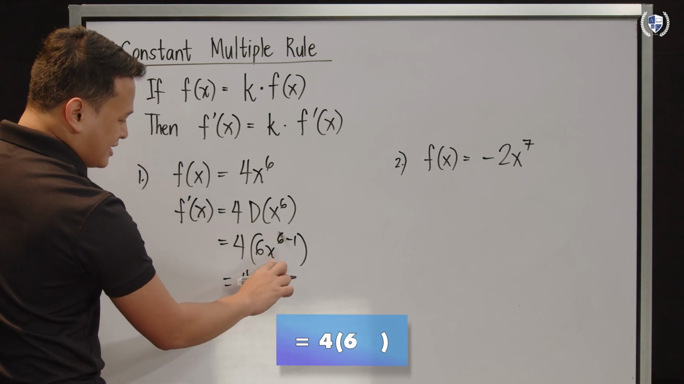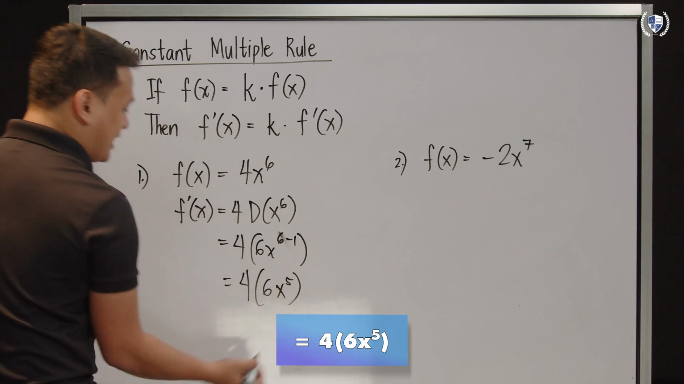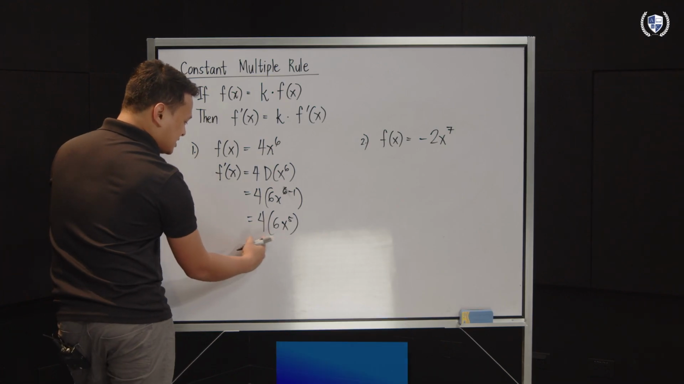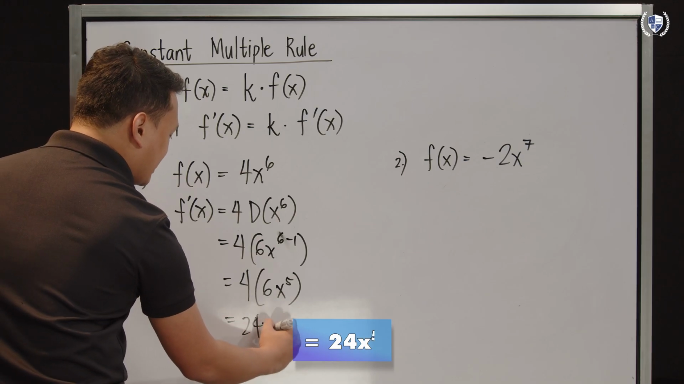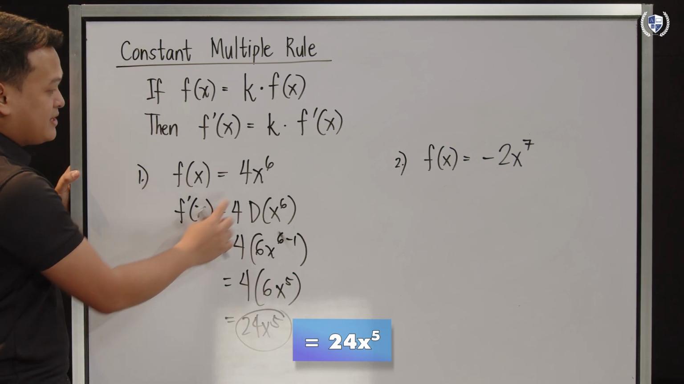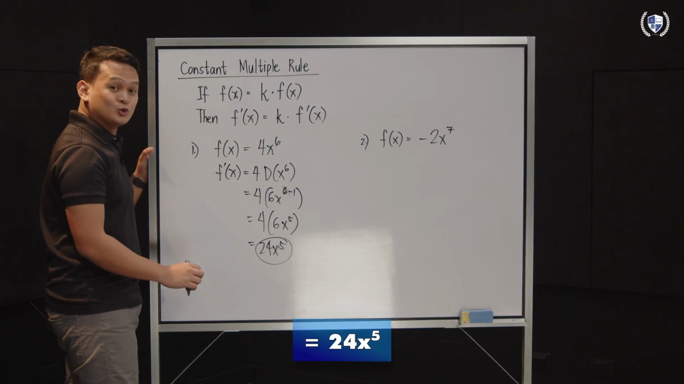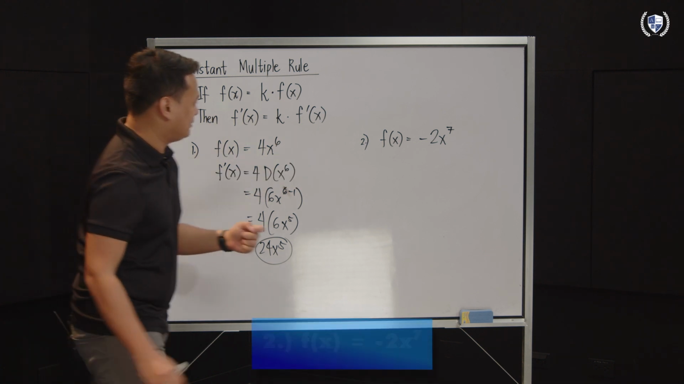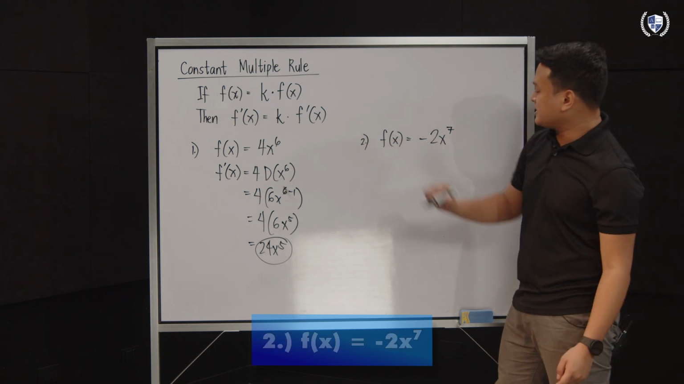What is 6 minus 1? That's just 5. So x raised to 5 na yung literal term natin. So this is just 4 times 6 is just 24. And then kopyahin yung x raised to 5. There you have it. Meron ka ng derivative ng ating 4x raised to 6 which is 24x raised to 5. Now, let's go to our second example. Anong gagawin dito? Same thing with what we did doon sa ating number 1.